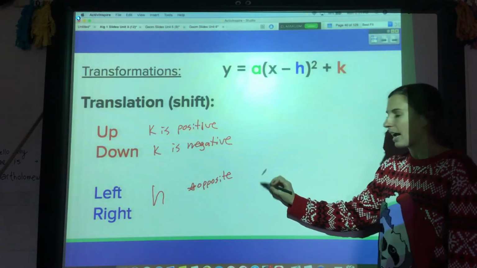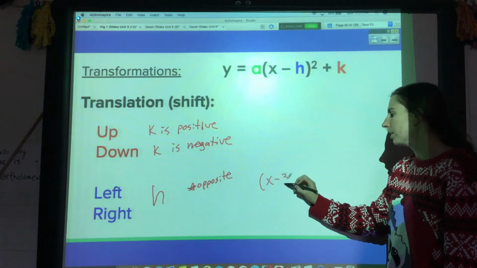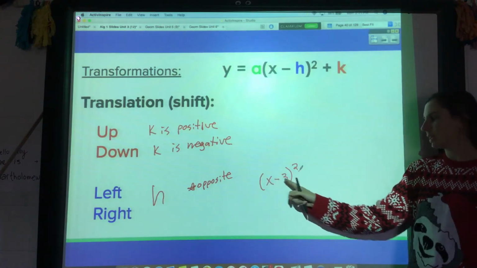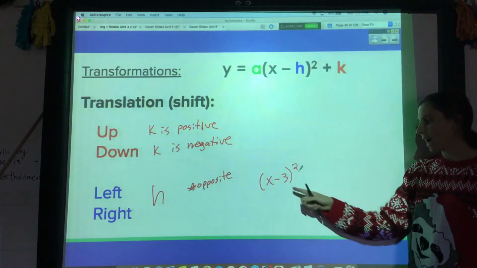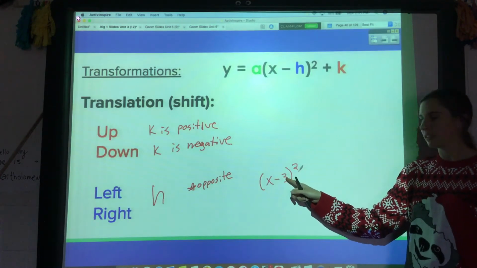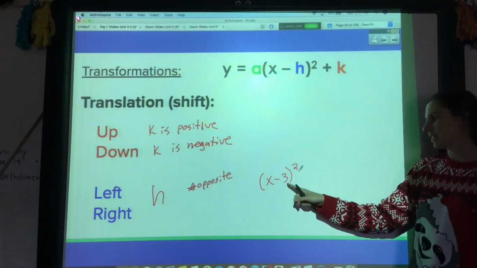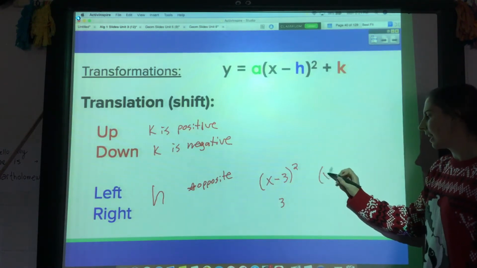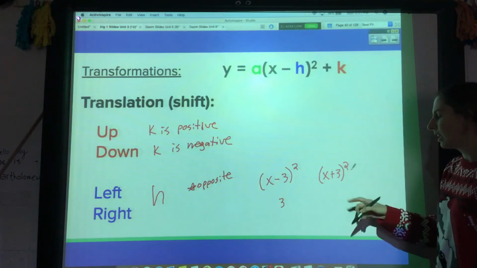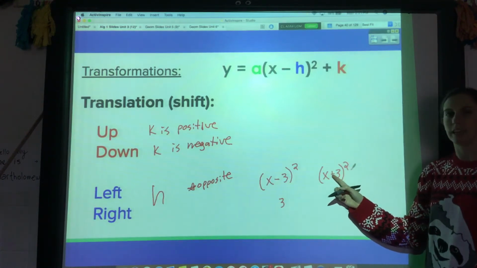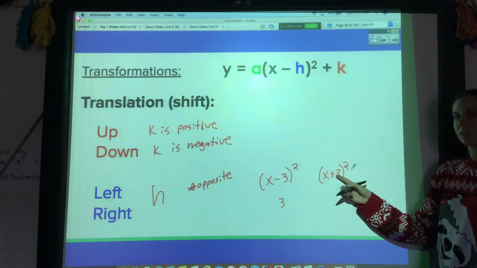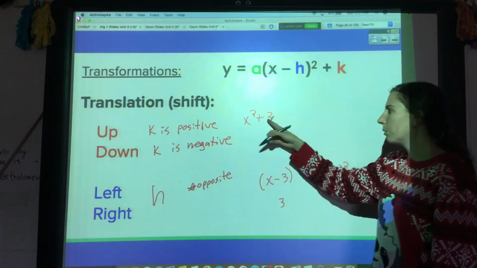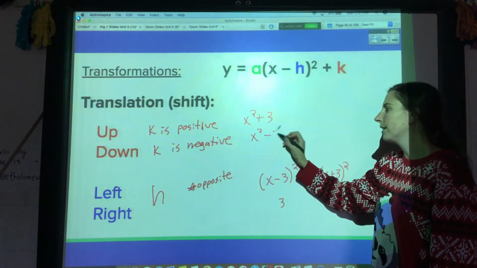For example, if I had x minus 3 squared, this is going to move in the x direction because it's right in there with the x. But rather than going left 3 as you would expect, it's going to go right 3 because this is actually a positive 3 for h. Or if I had x plus 3 squared, this would actually go left 3, even though you might expect it to go right 3. These are what you would expect: if you have x squared plus 3, it would go up 3. And if you had x squared minus 3, it would just go down 3.